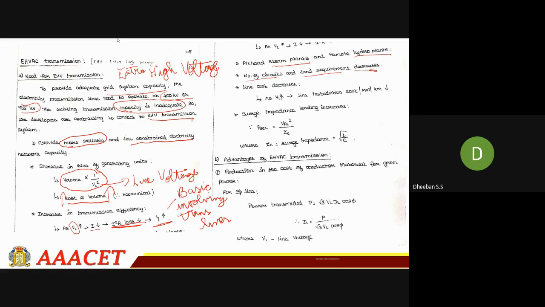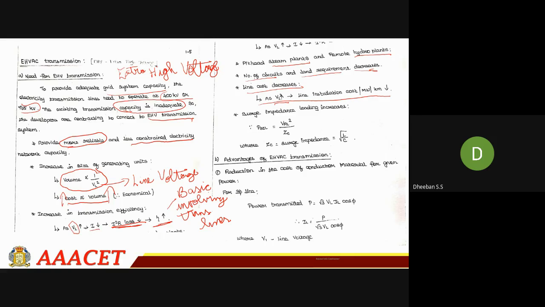As your line cost decreases, how can you decrease your line cost? By increasing your VL. Here you can see, if your VL is increased, your volume will be decreasing, which finally tends to decrease your cost. Okay, the same criteria is used over here. How to reduce your line cost?